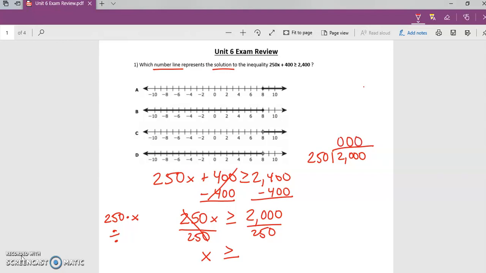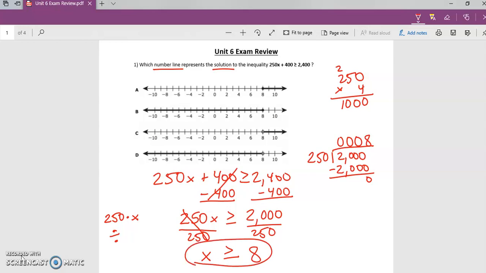So now I'm having to check, let's see, 250 times 4, just to have something to try. 4 times 0 is 0. 4 times 5 is 20, and then 4 times 2 is 8, plus 2 more is 10. So it's only half of what I need, so let me try 8. 250 times 8 would be that 2000. And so x has to be greater than or equal to 8. That should be my solution right there.